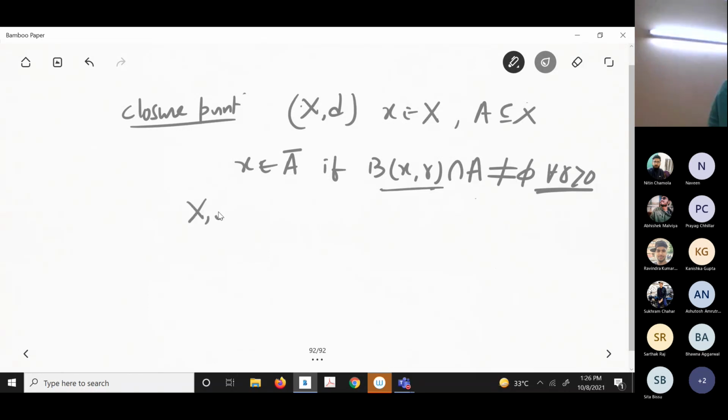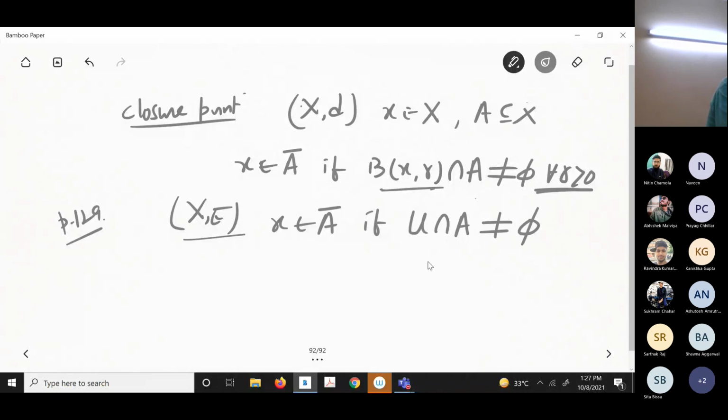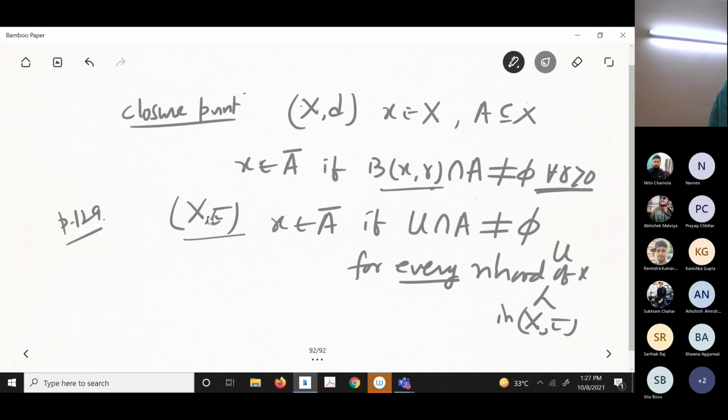That means if you have a topological space, that's the result in the A part, page 129. Look, so it should be this way: x belongs to A bar if U intersection A is not equal to empty set for every neighborhood U of x in (X, tau), rather. When you consider more than one topology, then we make a distinction like tau-neighborhood, tau-open. But here I am just considering one topology, so I can write every neighborhood.